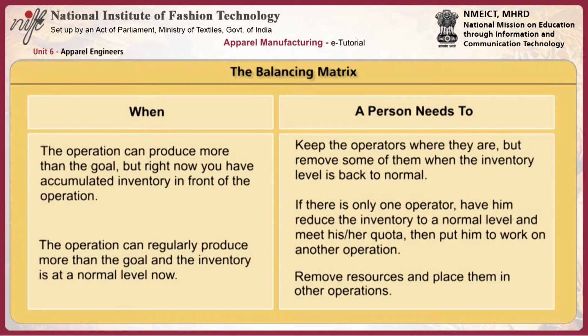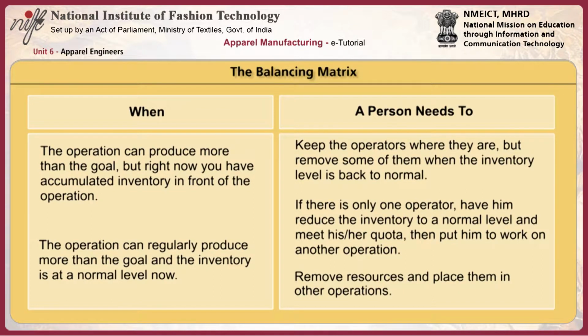This table explains what needs to be done for a particular situation. When the operation can produce more than the goal, but right now you have accumulated inventory in front of the operation, keep the operators where they are, but remove some of them when the inventory level is back to normal. If there is only one operator, have him reduce the inventory to a normal level and meet his quota, then put him to work on another operation.